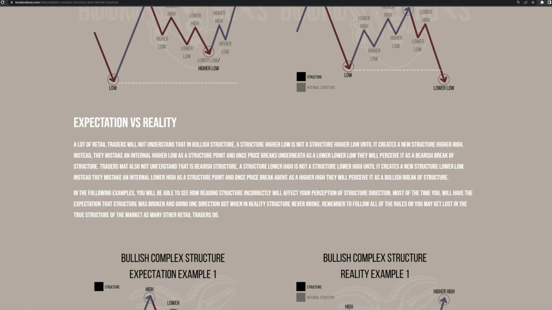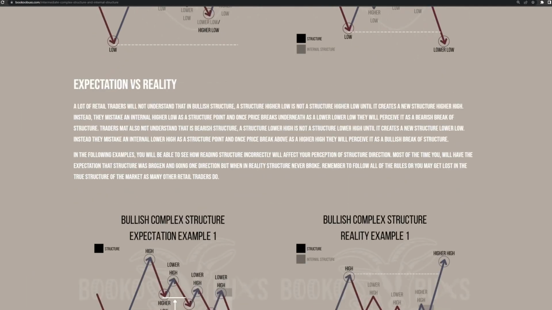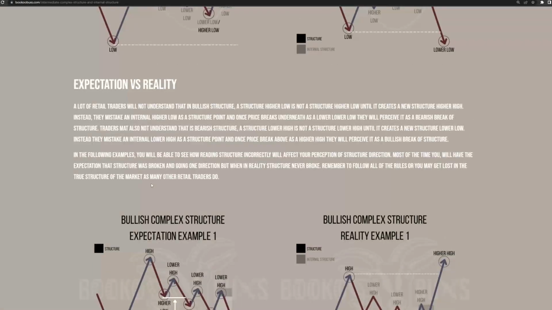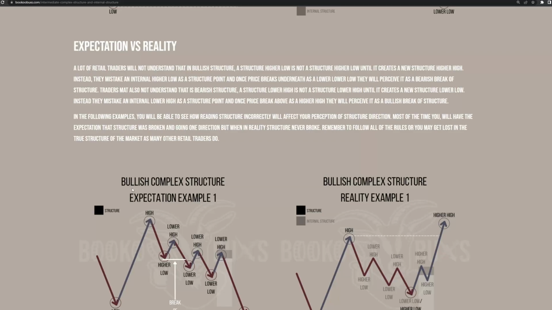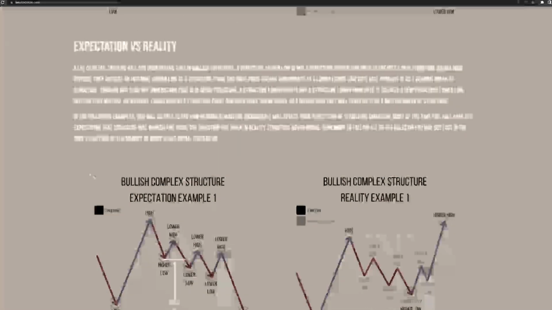Okay, I get it. So here I break down why complex structure is important to understand, because again, a lot of retail traders lose, and I'm going to break down some strategies people use and why they fail and how to avoid them. This is a lot of information, so I won't break it down exactly to its extent because I know it'll take a lot of time. If I need to, I'll go ahead and answer questions like I have been. But hopefully as I talk about it, I can explain a little bit better and you guys get a better understanding. So, expectation versus reality.